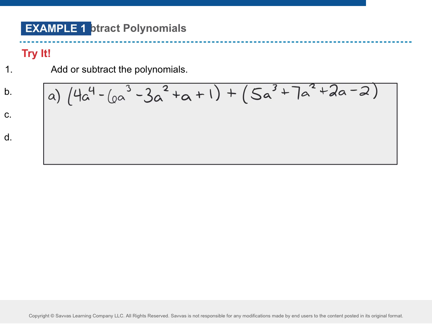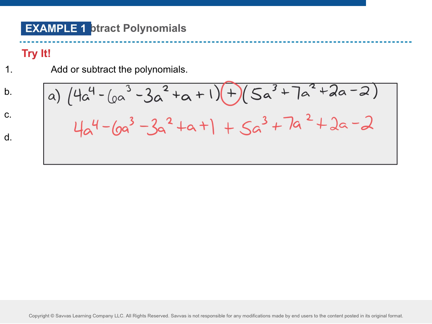What do we need to understand first? It's the positive. Yep, what operation's in the middle? Since it's addition, what do we do? Nothing. We just rewrite. We have 4a to the fourth minus 6a cubed minus 3a squared plus a plus 1, big breath, 5a cubed plus 7a squared plus 2a minus 2.